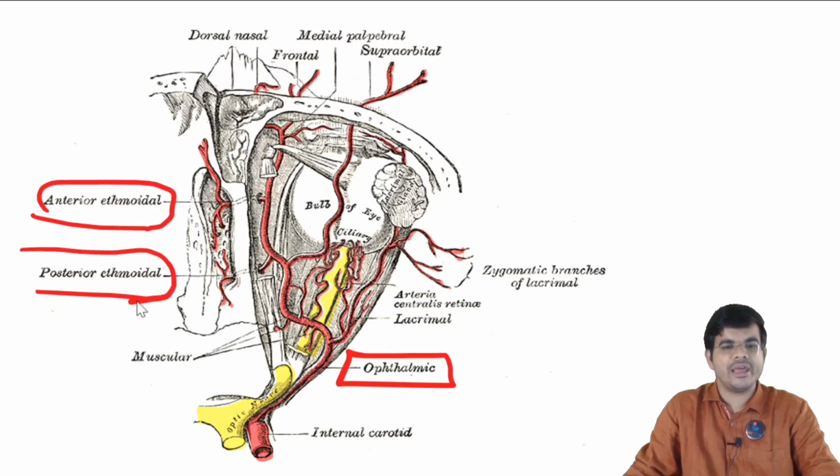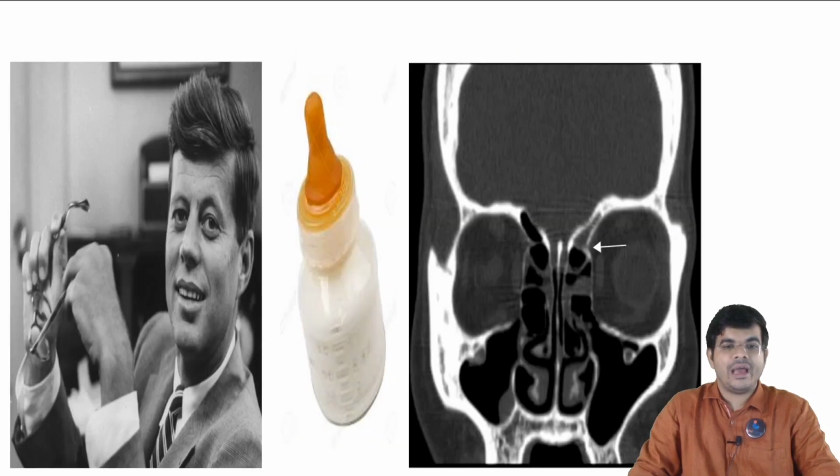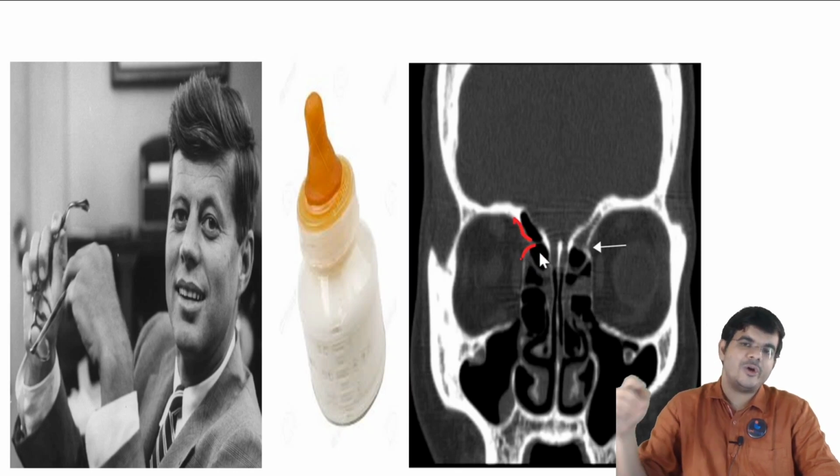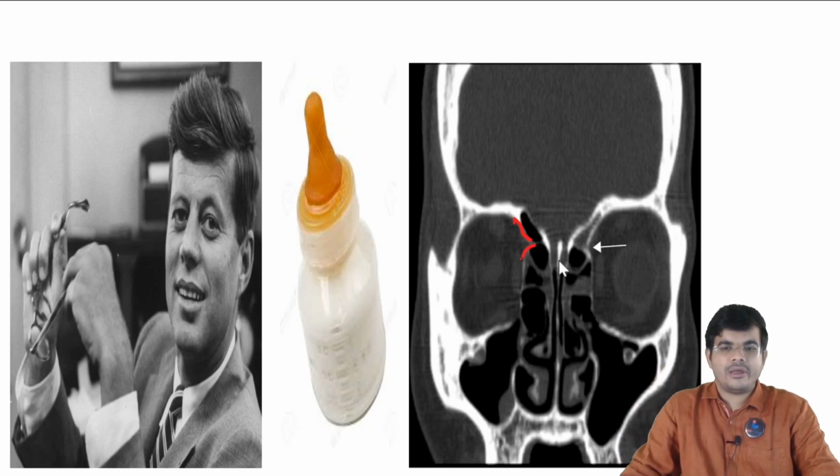The posterior ethmoidal artery goes through the posterior ethmoidal foramen, which is a part of lamina papyracea, and then it enters the nasal cavity. Similarly, the anterior ethmoidal artery passes through the anterior ethmoidal foramen and enters the nasal cavity. And how does it pass into the nasal cavity? The anterior ethmoidal artery passes above the anterior ethmoidal cells, that is at the roof of the ethmoid, to reach the cribriform plate of ethmoid.